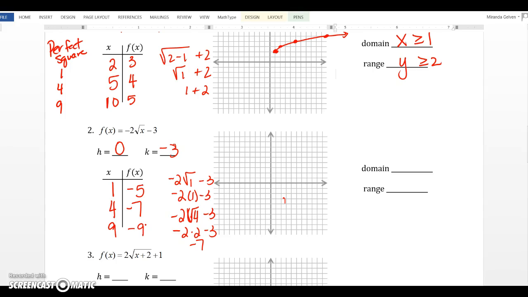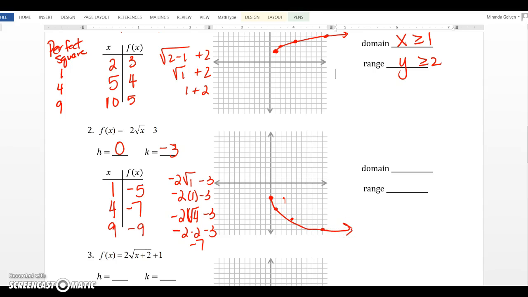So what do I have so far? Well, my h, k, 0, -3, that is my starting point. From there, I have a point at 1, -5, at 4, -7, and 9, -9. Now, hopefully, the first thing you're noticing here is that these points are going down.